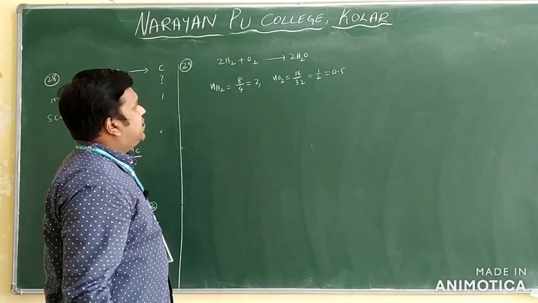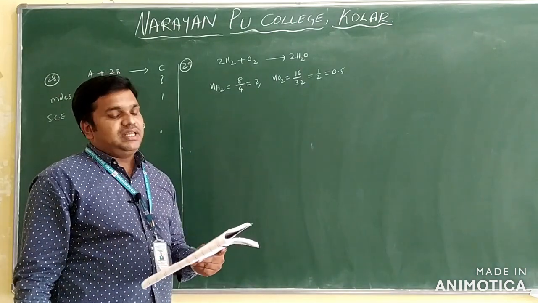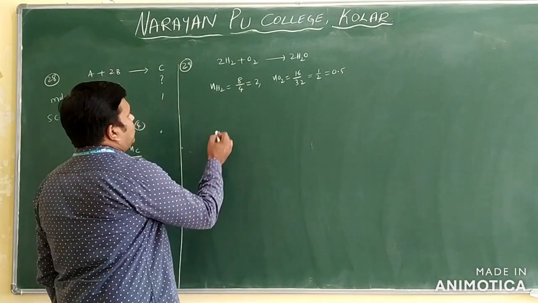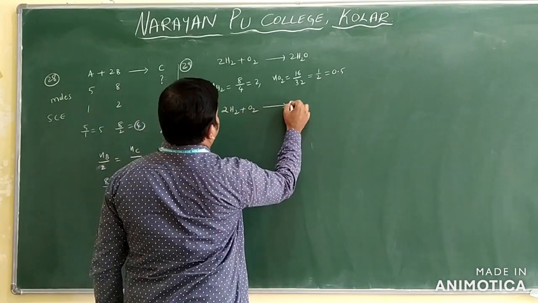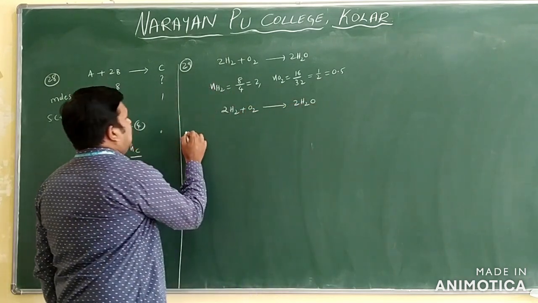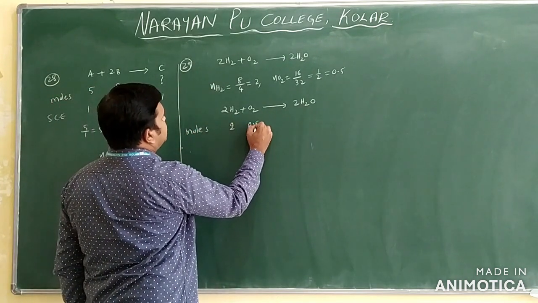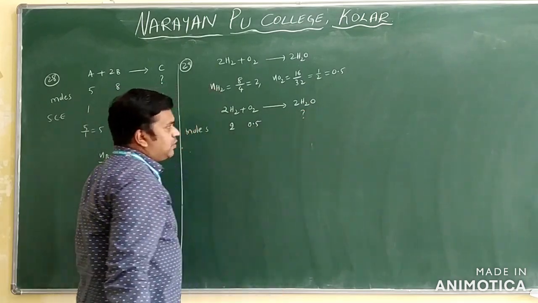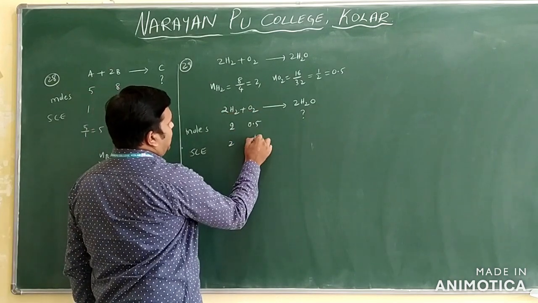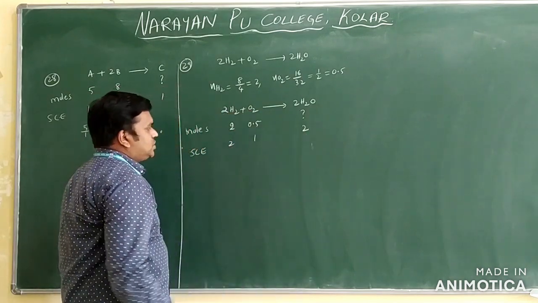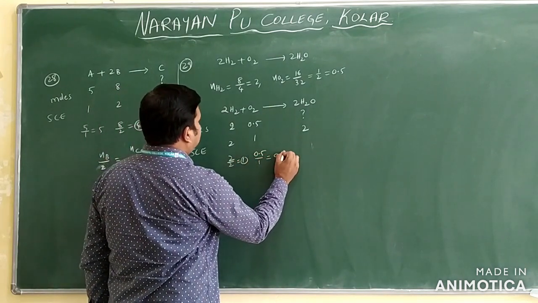So they are asking what is the amount of H2 left in the reaction. Clear? We have to compare here. I'll write the equation here: 2H2 plus O2 gives rise to 2H2O. I will write the moles first. What are the moles of H2? 2 we have. O2 we have 0.5. We don't know the number of moles of H2O. Its stoichiometric quotient is 2. Here 2 is there, and here we have 1, and here we have 2 only. So taking 2 by 2, this is 1. This is 0.5 by 1, that is equal to 0.5.